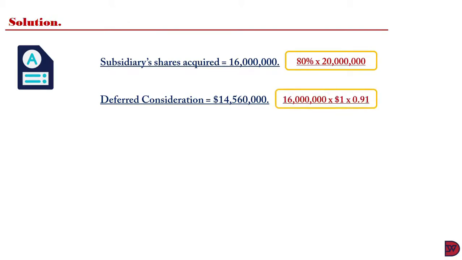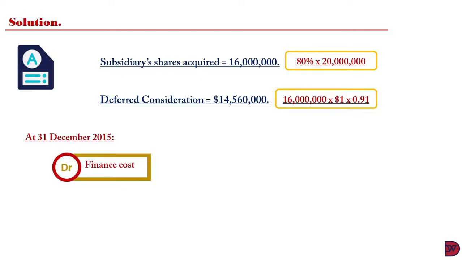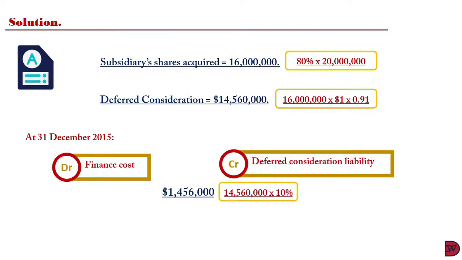$14,560,000. So the 60 million shares that the parent has acquired from the subsidiary times the $1 that the parent is supposed to pay per share acquired, multiplied by the annuity factor. So 60 million in a year's time is worth $14,560,000. Okay. So at 31st December 2015, the finance cost will be the $14,560,000 deferred consideration times the 10%.